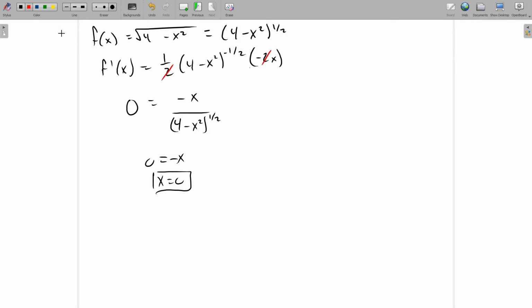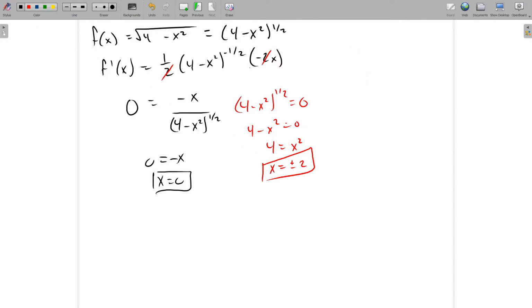So we can find where this derivative is undefined by taking the denominator, 4 minus x squared to the power of 1/2, and setting it equal to 0. So if I square both sides, we have 4 minus x squared is equal to 0. Moving the x squared to the right, 4 is equal to x squared, and then square rooting, we'll have x is equal to plus or minus 2. These are also critical numbers. So in this case, we have 3 critical numbers, 0 from where the derivative is actually equal to 0, and then positive and negative 2 from where the derivative is undefined.